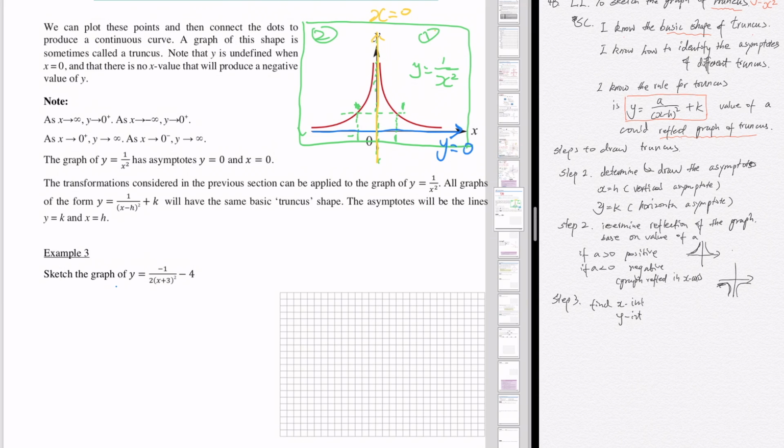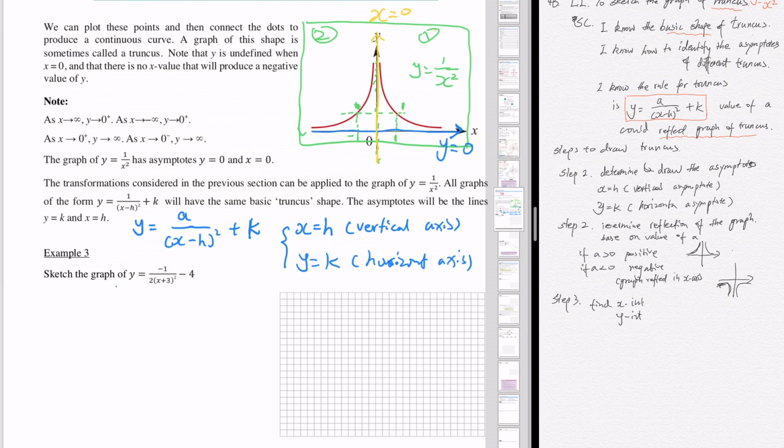If you have a look at our third success criteria, I know the rule for Truncus. Let me write it on your booklet: y equal to a over (x minus h) to the power of 2, plus k. Now, your h and k: x equal to h will be your vertical asymptote, and y equal to k will be your horizontal asymptote. I also wrote this over here in your notes on the right hand side.